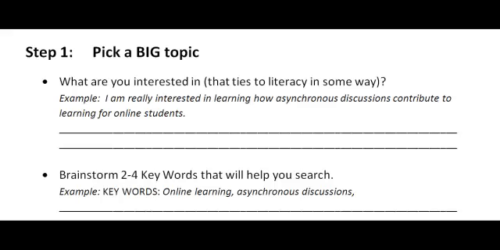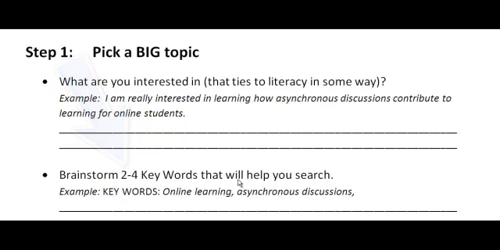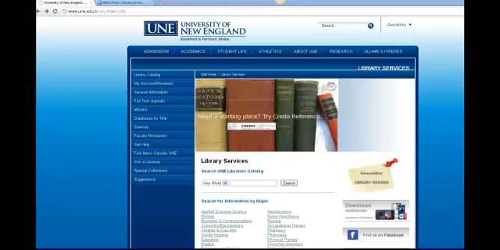So what I'm going to do next is brainstorm two to four keywords that help me search. I'm going to search under the words online learning and asynchronous discussions. Now that's a starting point for me, because the next thing I'm going to do is actually begin my search. So I have my general idea and I've got a couple of keywords.